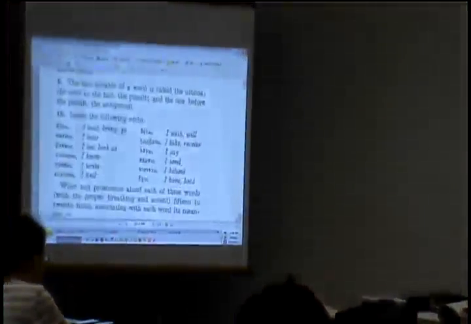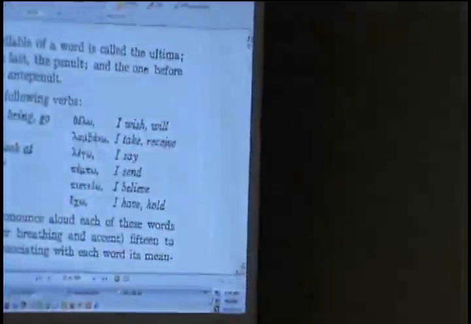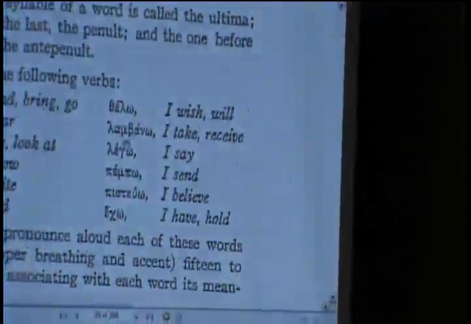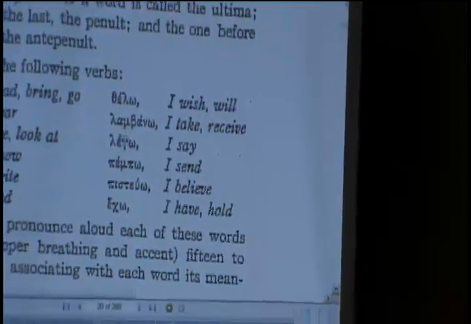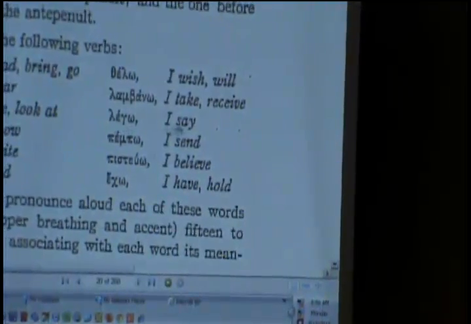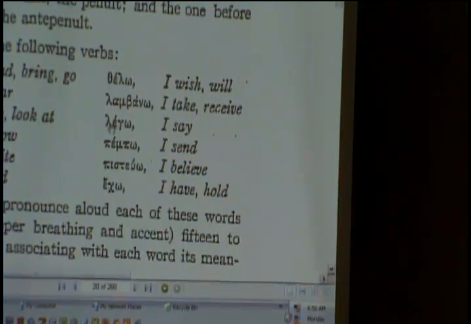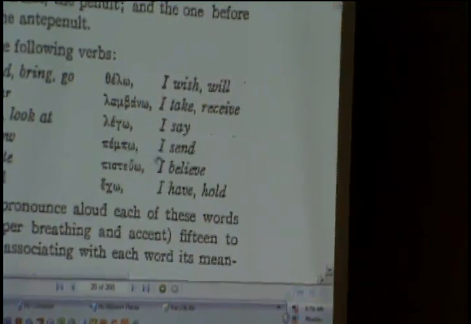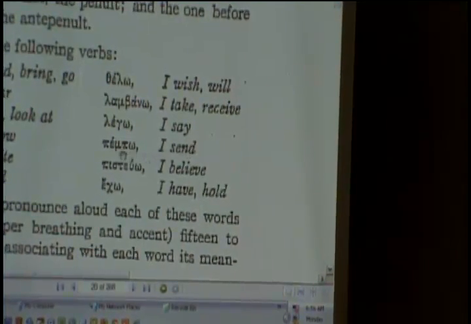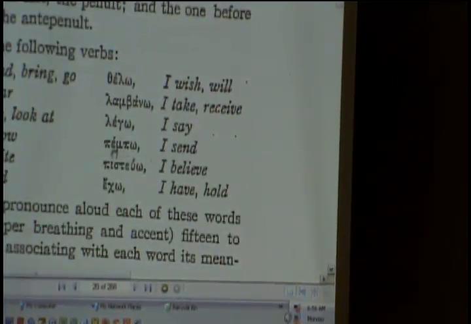And then lambano is I take or I receive. What kind of accent is that? Acute. And then lego means I say. What kind of accent is that? Acute. And pempo means I send. What accent is that? Acute again. And pisteuo, that means I believe. What kind of accent? Acute.